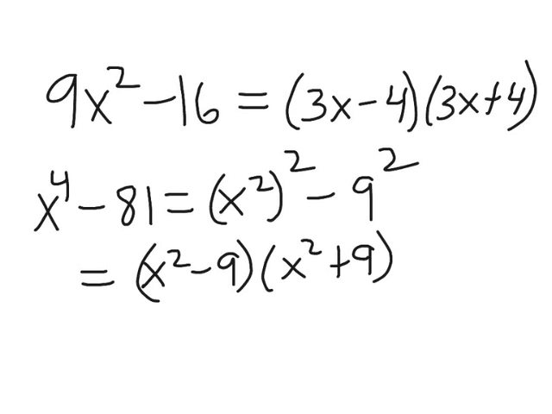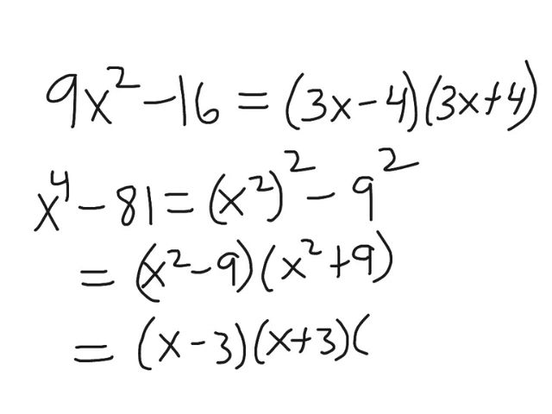But then something to watch out for, notice that x squared minus 9 is difference of squares again. That one will factor more. So we have x minus 3, x plus 3. This one, that's our sum of squares. Sum of squares won't factor. Try as hard as you might, you won't be able to get it to factor.